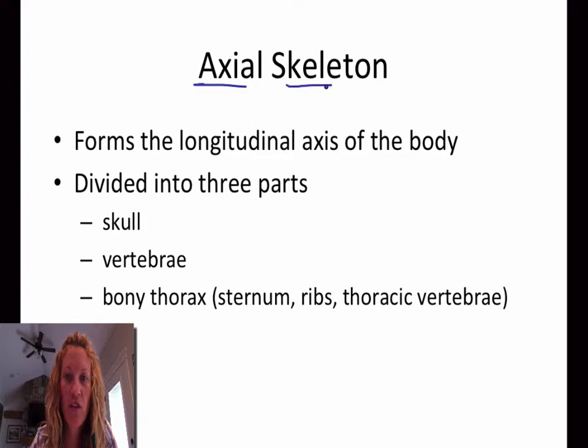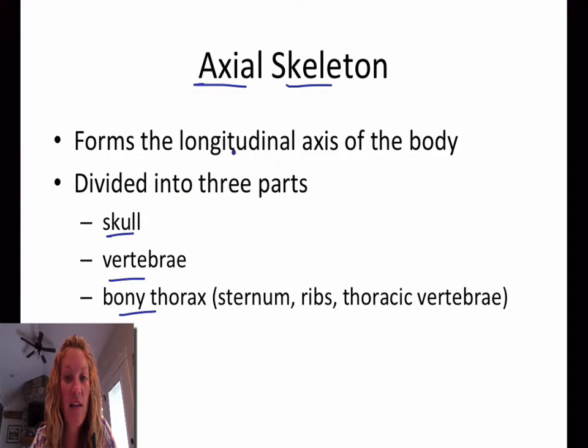So we're moving into the axial skeleton. Remember, there are two major subdivisions of the skeleton: the axial skeleton and the appendicular skeleton. The axial skeleton is made up of the skull, the vertebrae, and then the bony thorax. And then the appendicular skeleton is going to be everything else.